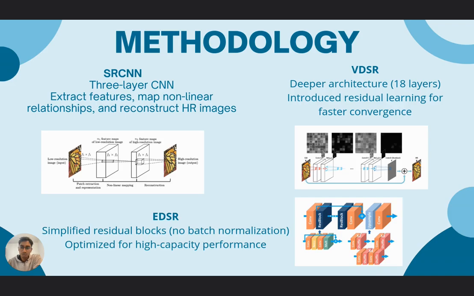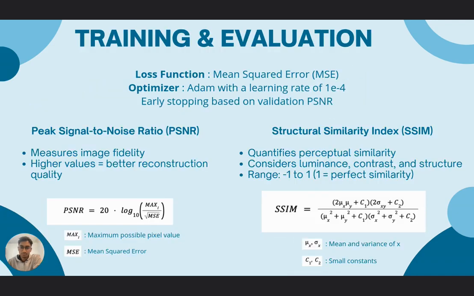For training, we use the DIV2K dataset with the mean squared error as our loss function. Then we have the Adam optimizer, which was chosen for its ability to adapt learning rates efficiently. And we started with the base learning rate of 10 to the power minus 4. To prevent overfitting, we employed early stopping by monitoring the validation PSNR.